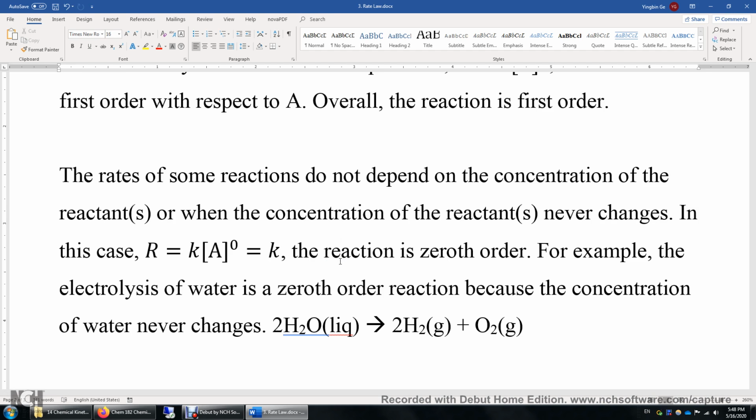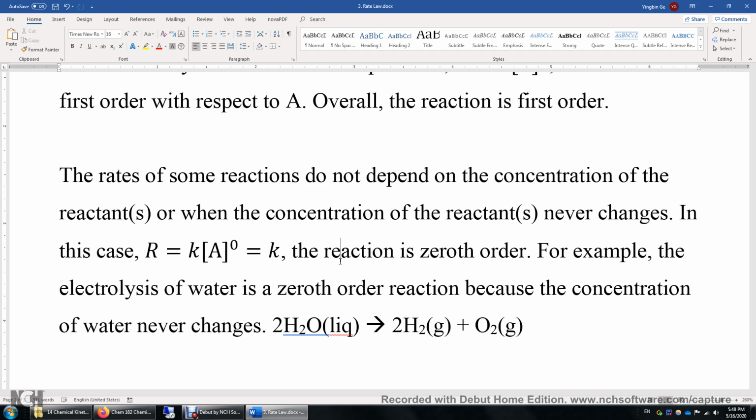For example, the electrolysis of water is a 0th order reaction because in this reaction, pure water decomposes into hydrogen and oxygen. And throughout this reaction, the concentration of this pure liquid water never changes. Why? If you have 1 liter of water, it weighs 1,000 grams, that's 55.5 moles of water. So the concentration is 55.5 molar.